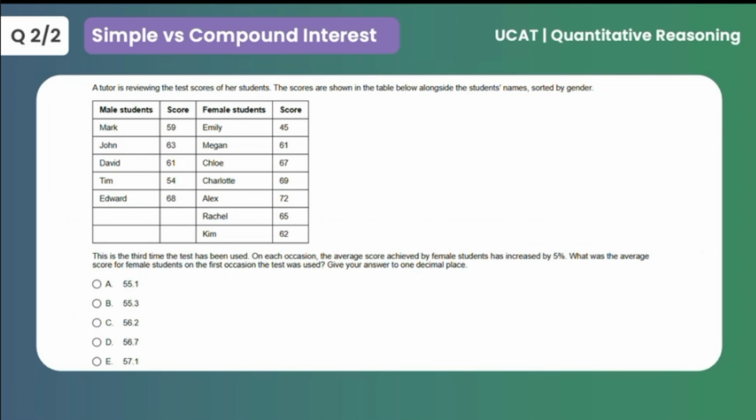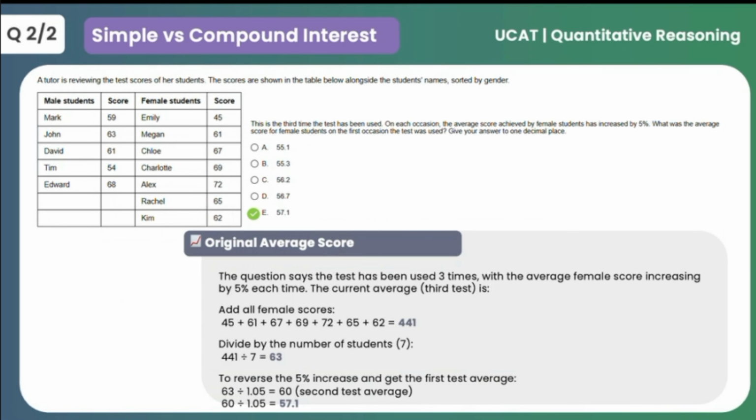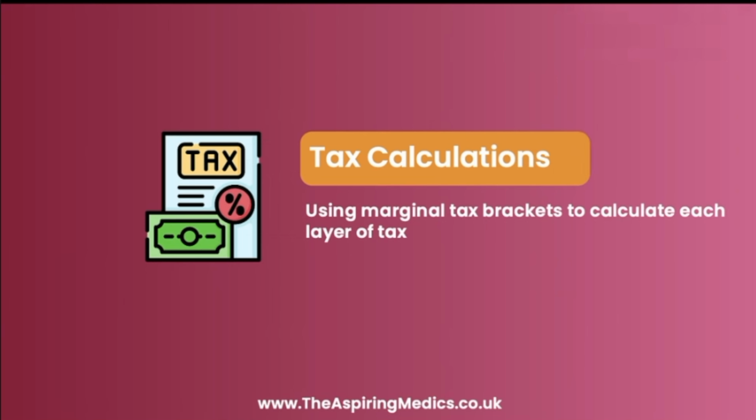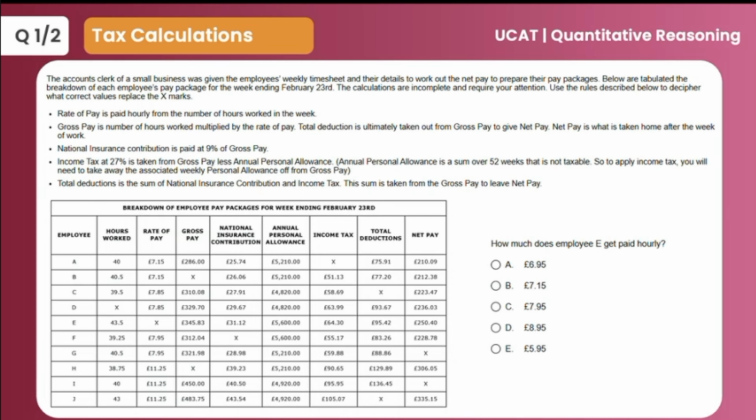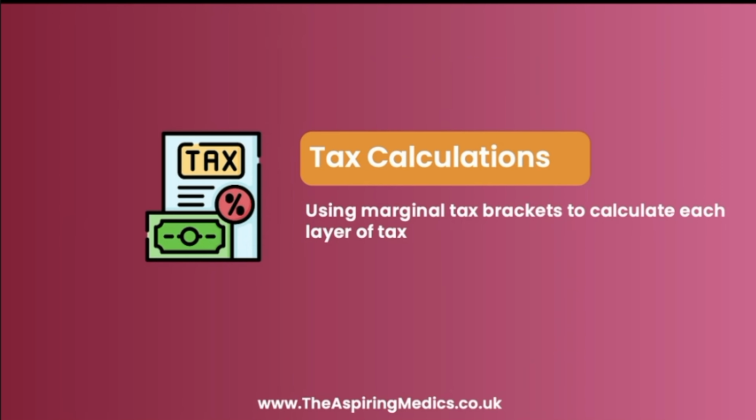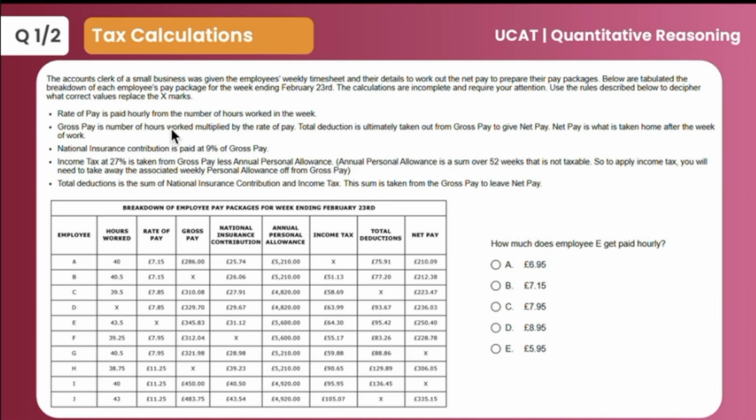But yes, okay. We don't have time to go through all of the simple and compound interest ones, so let's have a look at tax calculations. So using marginal tax brackets to calculate each layer of tax. I'm sure you all know how tax works, but it's deciding which bracket someone's income falls into and then taxing them based on that. But there are questions on that particular concept.